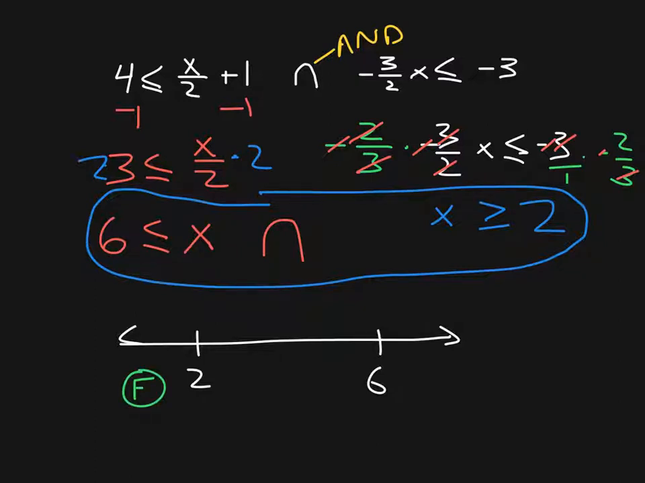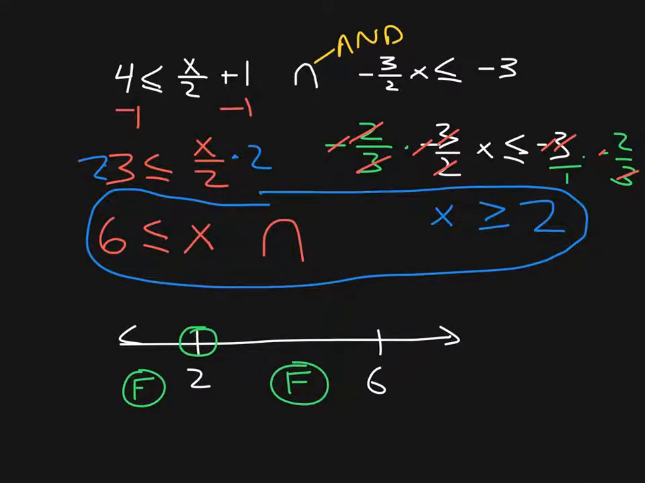And actually, let's think about that. I need a number that's bigger than or equal to 6. So 2 is not going to work. That's going to be false. Open circle there. Anything in between 2 and 6 is also not bigger than or equal to 6. So that section's false.